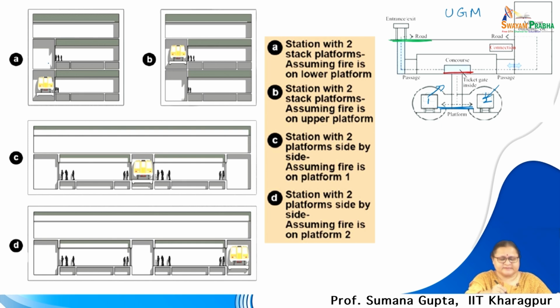So, you can see these are some of the figures which are showing the same thing. So, this is a station with two stacked platforms, assuming fire is on the lower floor. So, you see here there are again two levels. So, below this also there are two more platforms. So, you can see train can be here, there can be various designs, train can be here. So, in this case again train can be in 3 points. So, train can be here or train can be here. So, our concern is saving first the people.